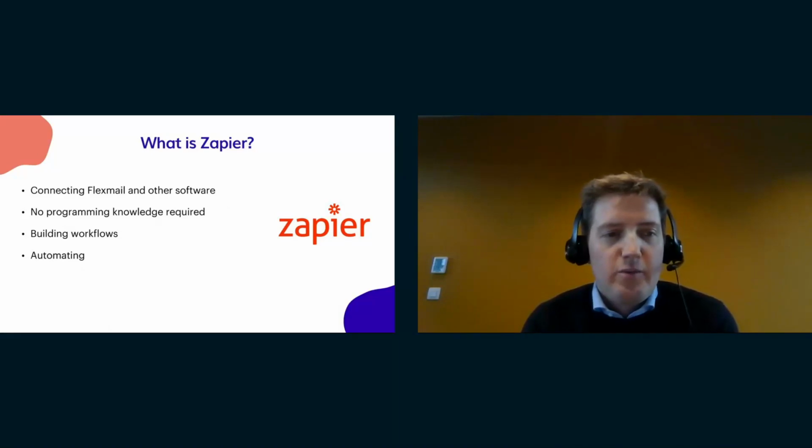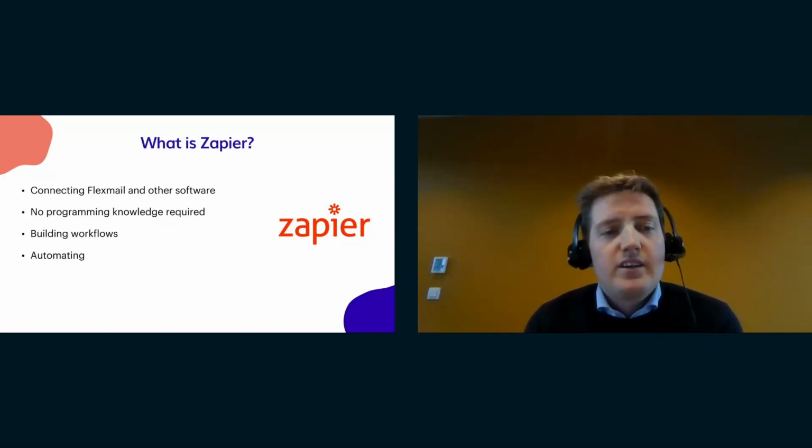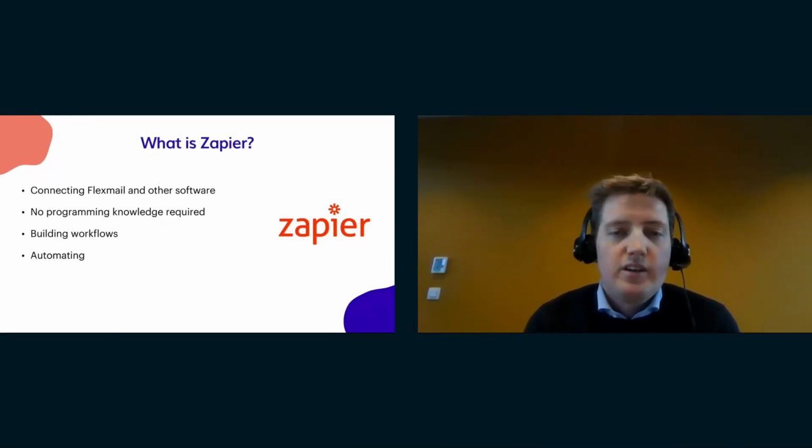So I'm gonna start at the start. What actually is Zapier? Zapier is a service you can use to connect applications with each other and automate various tasks, so that your team has more time to spend on their core tasks. More specifically, it can help you keep your customer information up to date throughout Flexmail and other platforms, and this will save you time and reduce the risk of human error.